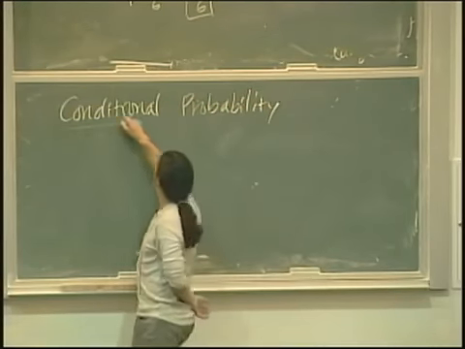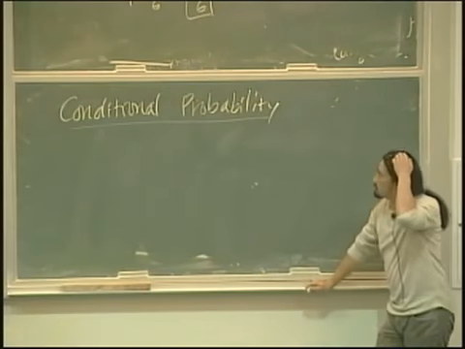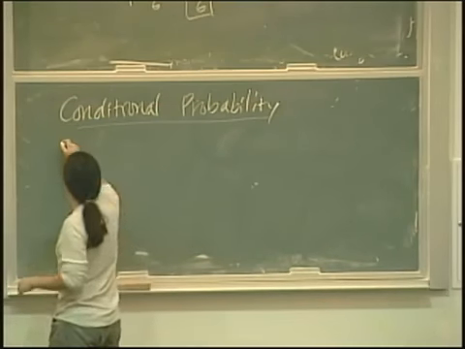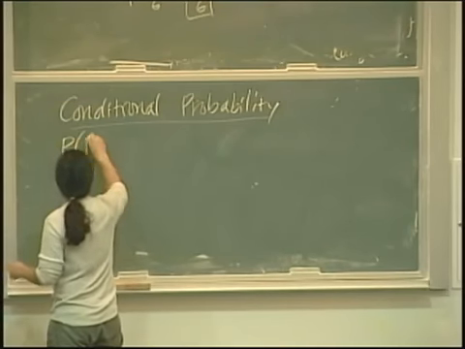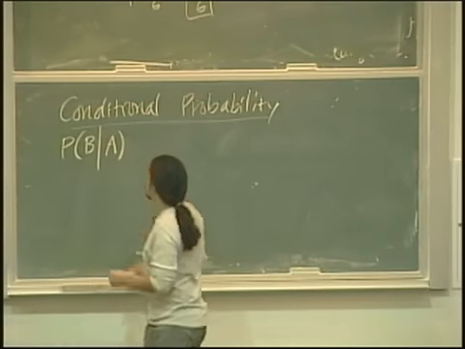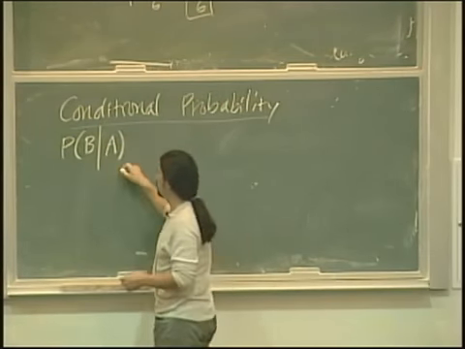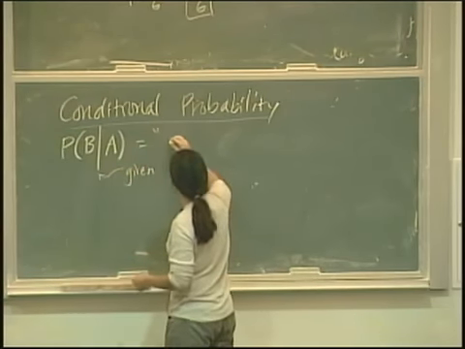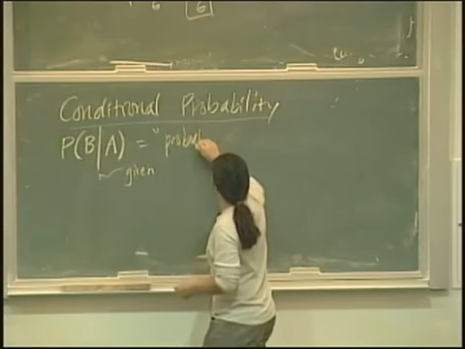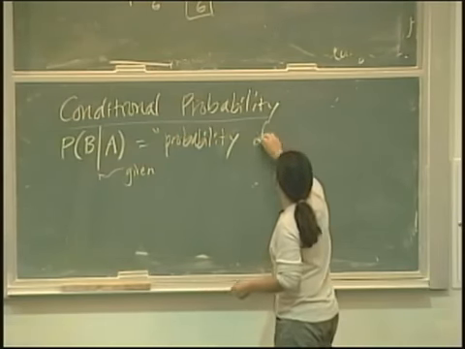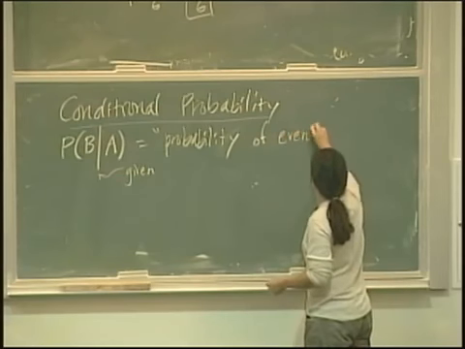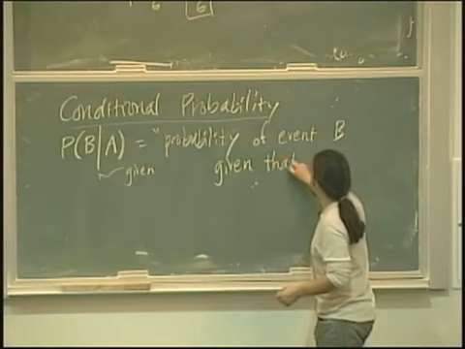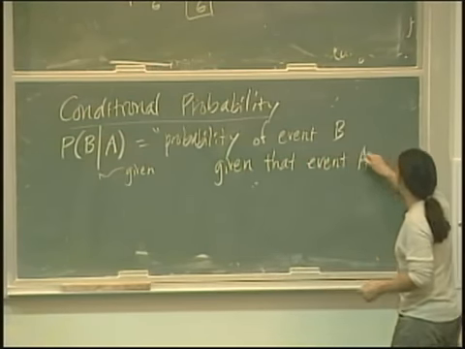Sort of has a fancy name. What this means is the chance of one event given that another event happens. And I'll write down a notation for this. Okay, so this vertical line here, you read this as given. So you read this as probability of event B given that event A happens.